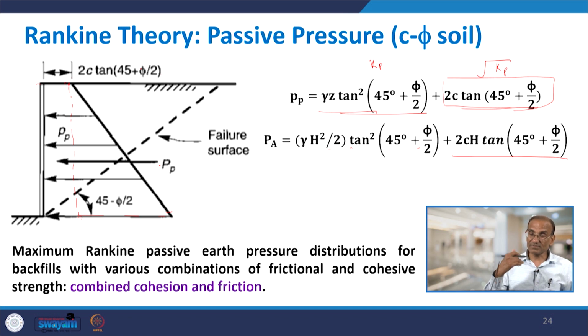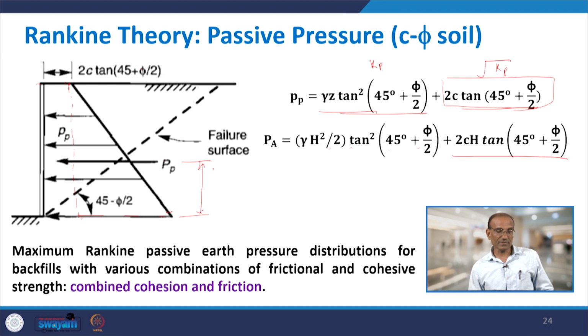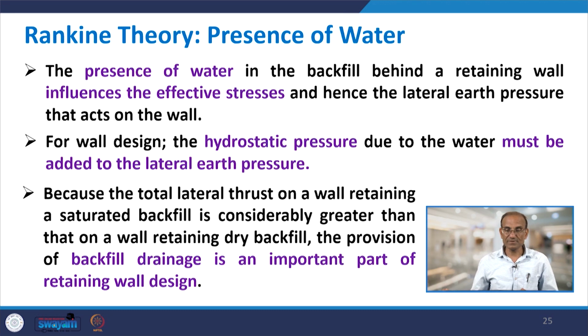And this Pp will act somewhere between h by 3 to h by 2. It will not be at h by 3 now, but a little further away. So this distance is going to be more than h by 3 now. That can be worked out. In fact, the rectangle will act at the middle of its area, while the triangle will act at h by 3. So the average will act somewhere between h by 3 to h by 2. So this is the case.